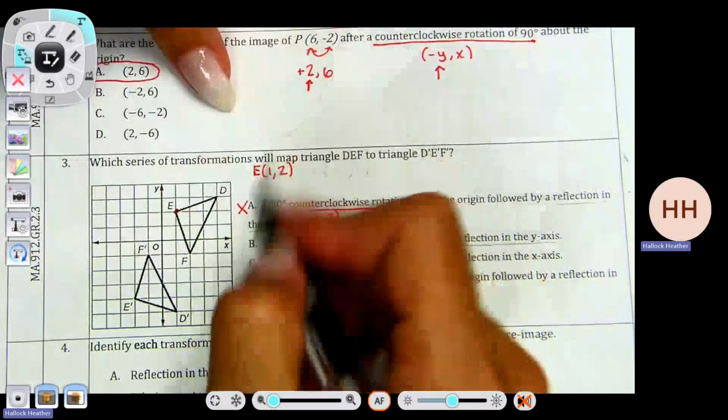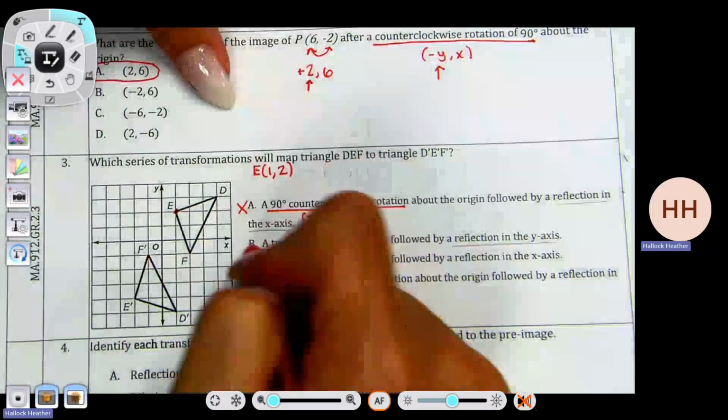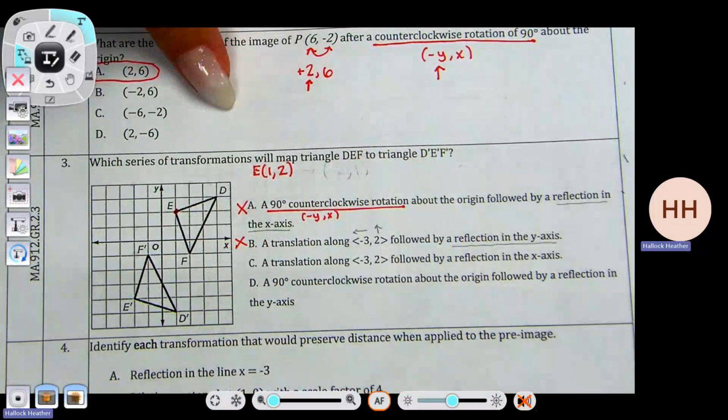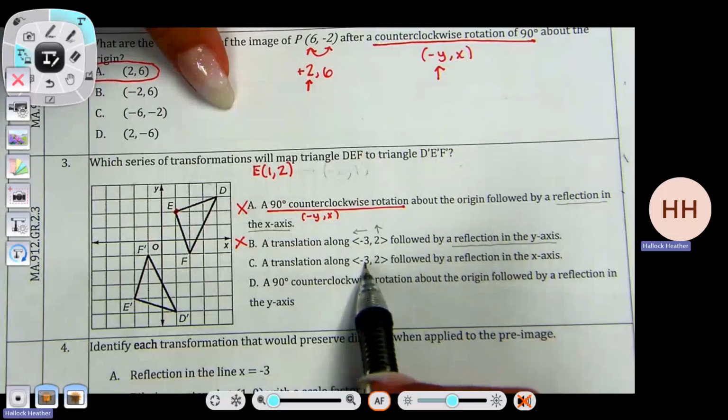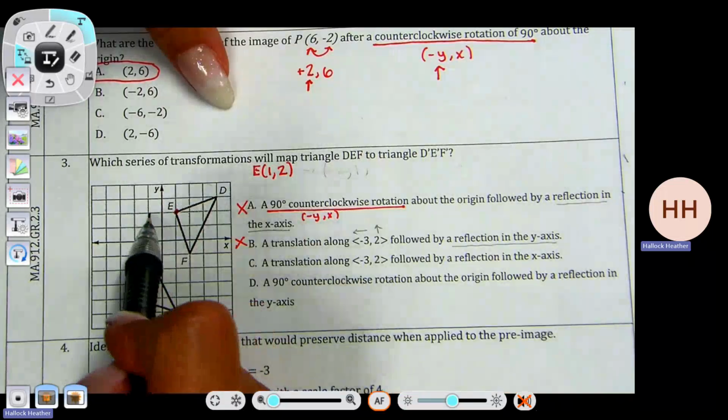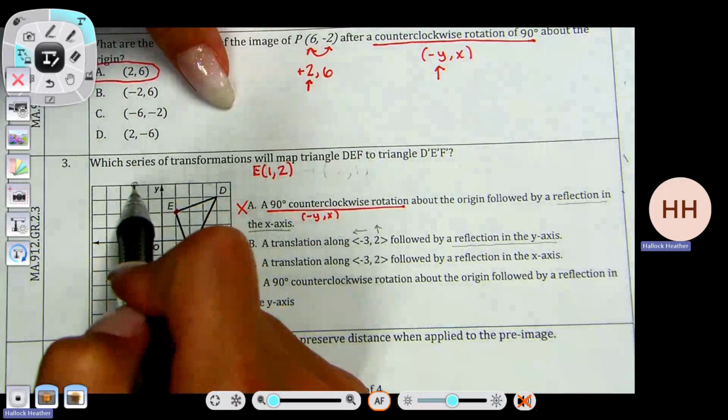So B though. Let's do C. C says I'm going to translate left 3, up 2. So 1, 2, 3, up 2. So I still end up here.